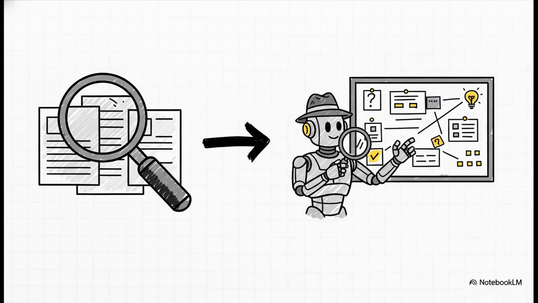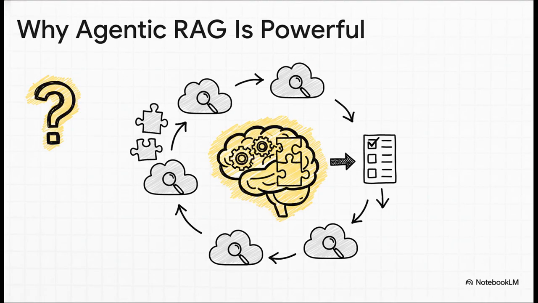But just looking something up once isn't always enough to find the truth, is it? We can take this a huge step further. The real evolution here is something we call agentic RAG. And here's the game-changing difference. With basic RAG, the agent is like a librarian who just fetches the first book you ask for. But with agentic RAG, the agent becomes a detective.